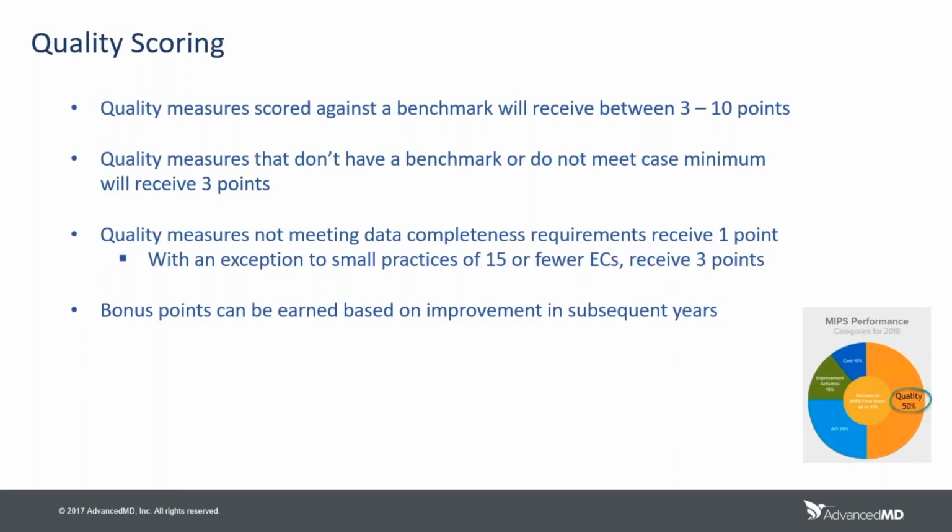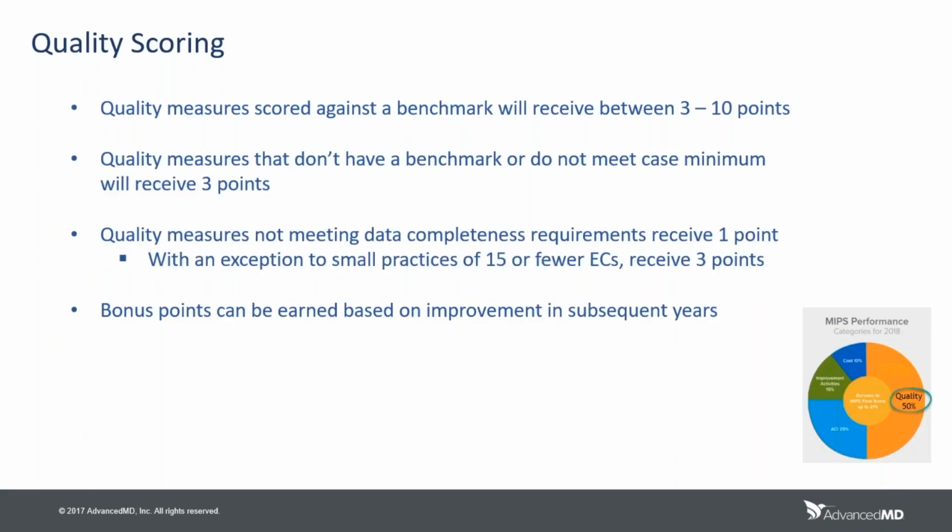For quality measures that don't have a benchmark or do not meet case minimum, most measures look for a 20 case minimum or a denominator of 20. So any of these measures will receive 3 points. And for 2018 quality reporting, measures not meeting data completeness requirements will receive 1 point instead of 3 points allowed in 2017. Now, the one exception is small practices consisting of 15 or fewer eligible clinicians, they will receive 3 points.